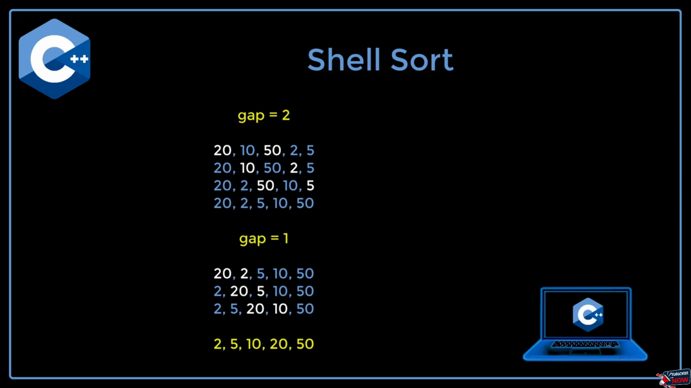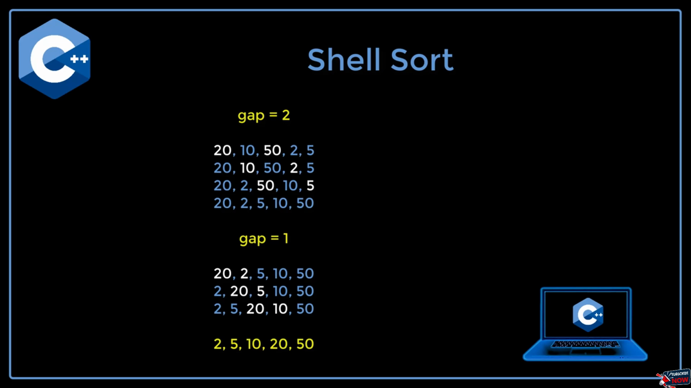The gap will start off at the length of the list divided by 2. 5 divided by 2 is 2 with a remainder. So for the first pass of this algorithm, we consider elements separated by a gap of 2. First, we compare 20, which is at index 0, and 50, which is at index 2. 20 is less than 50, and is to the left of it, so we don't swap these elements.